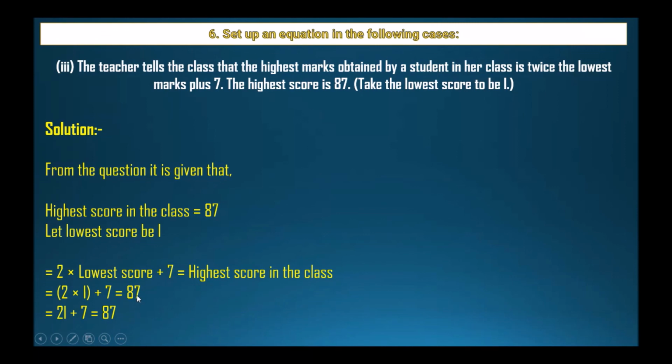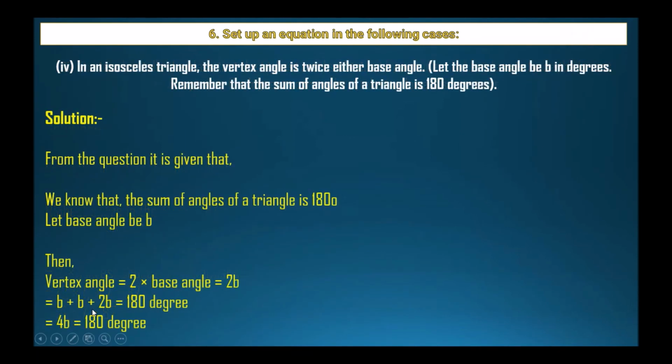In an isosceles triangle, the vertex angle is twice either base angle. Let the base angle be b in degrees. Remember that the sum of angles of a triangle is 180 degrees. Let the base angle be b. Vertex angle equals 2 into base angle equals 2b. So b plus 2b equals 180 degrees. So 4b equals 180 degrees.